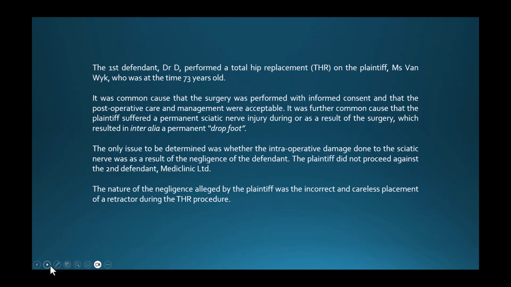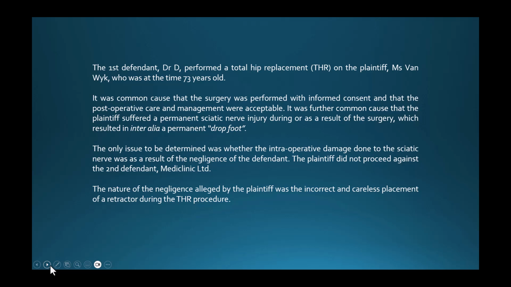Okay, let's have a look at the nature of the negligence alleged by the plaintiff. Now we get into the nitty-gritty, if you like, of the negligence. It was the incorrect and careless placement of a retractor during the THR procedure. That's the specific ground of negligence. But remember, even if it could be established that there was incorrect and careless placement of the retractor, the inquiry wouldn't end there. Remember, we've just had a look at the previous paragraph. It would also have to be established that there was an injury as a result of the surgery. Now we've got that. That's what's called common cause. But there would then have to be an inquiry into causation.